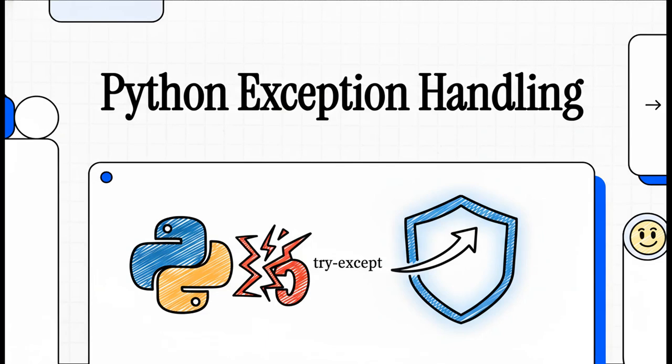We've all been there, right? You're coding along, everything's going great, and then, bam, your program just crashes. It's that sinking feeling. But what if I told you that you could actually anticipate those crashes and tell your program exactly how to handle them with grace? Well, that's what we're going to do today.